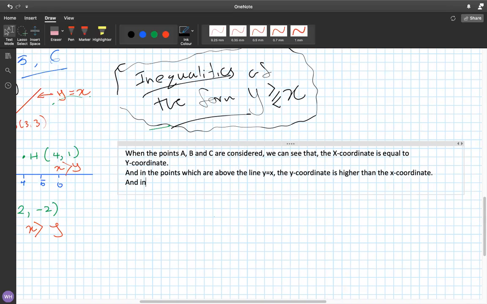And in the points which are below the line y equals x, the x coordinate is higher than the y coordinate.